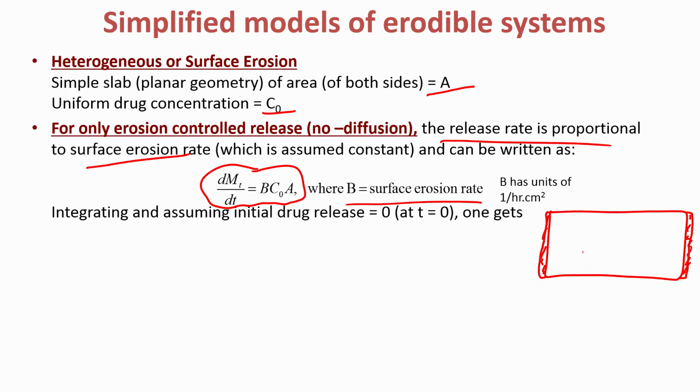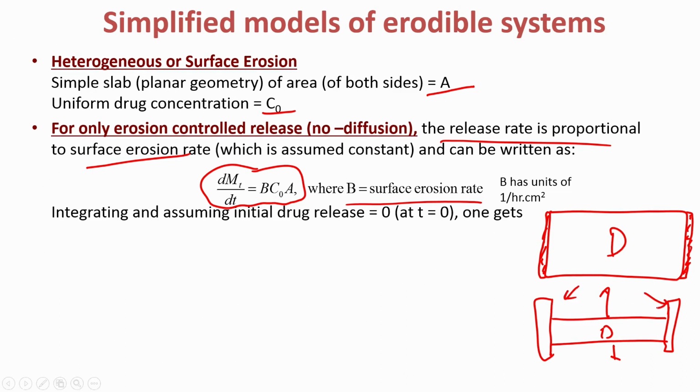Then in that case you will have this converting to somewhat of a design like this, in which the drug D is present here. In this case your area remains constant, but this is very sparingly used now because you leave two non eroding surfaces there. But anyway, dM by dt can be modeled with the surface erosion rate as described here. So, if you just integrate that, you simply get Mt is equal to B C0 A t.